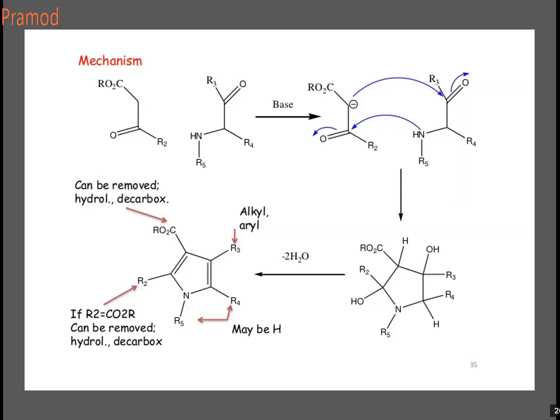So what is the first step? Generation of a carbanion, which attacks the carbonyl carbon of your alpha amino ketone. Simultaneously the nitrogen attacks the carbonyl of your beta dicarbonyl compound. So it undergoes cyclization, OH gets removed by dehydration, and you get your substituted pyrrole. This is the first mechanism for synthesis, that is Knorr synthesis.